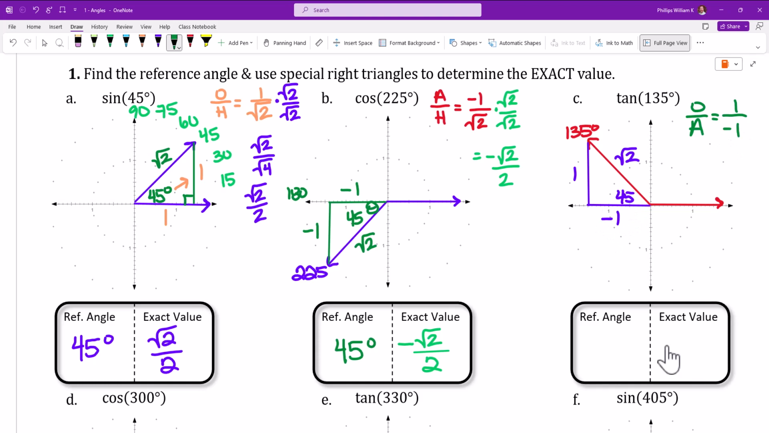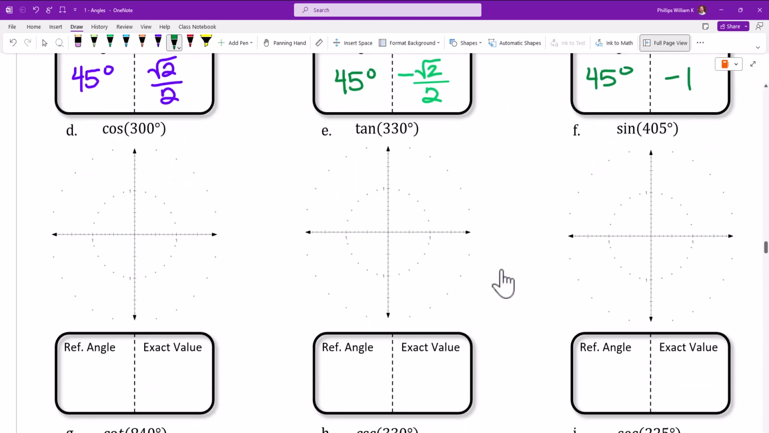So here, my exact value is going to be negative 1. And we found the reference angle of 45 degrees. And this is true. If your calculator is in degrees and you type in tangent of 135, you will get negative 1. And that is how the calculator is finding that solution. All right, so I'm going to do one more of these.